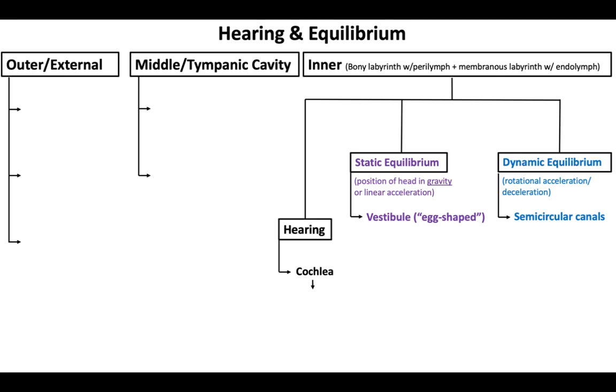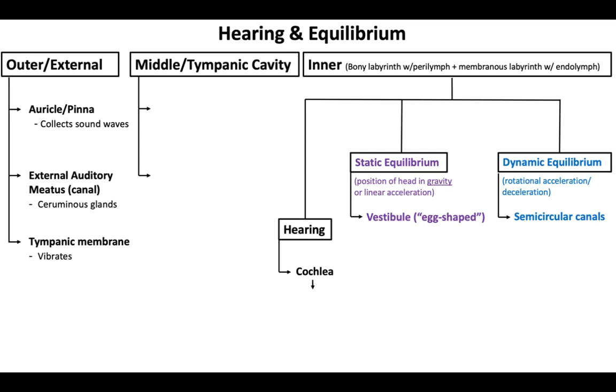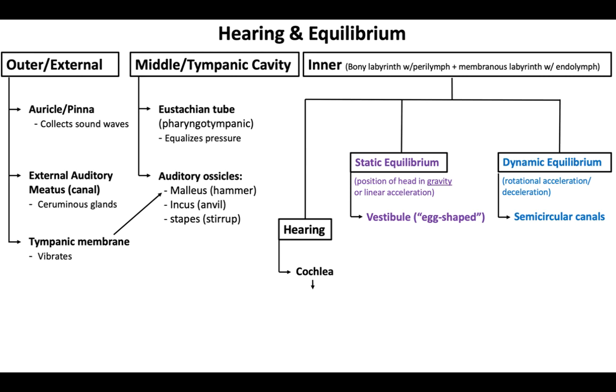So you'll notice that hearing is going to utilize your outer ear. We talked about those three parts. It's going to utilize your middle ear. We talked about the eustachian tube equalizing pressure, and we talked about the auditory ossicles and their order. We talked about the fact that the stapes is going to vibrate in the oval window, and when that occurs, it's going to produce waves of fluid known as perilymph. That's just the liquid in the cochlea.